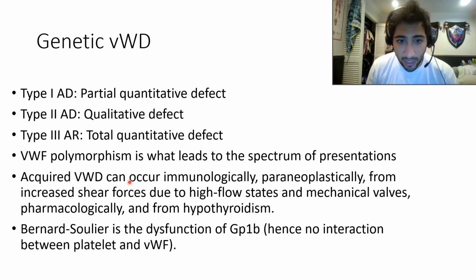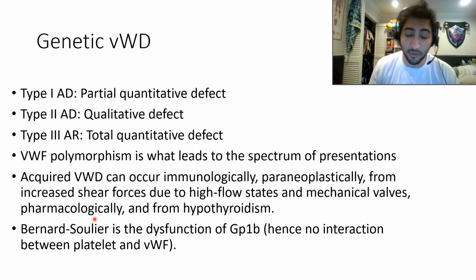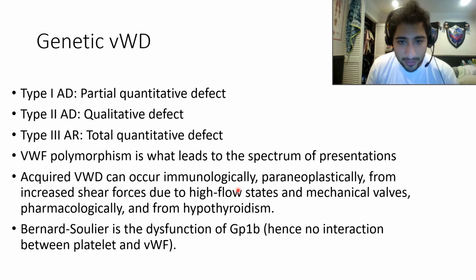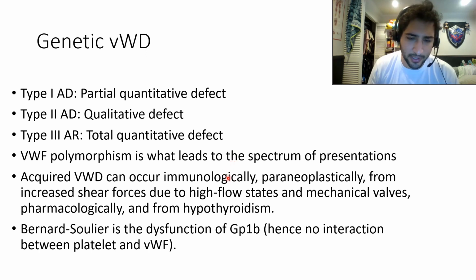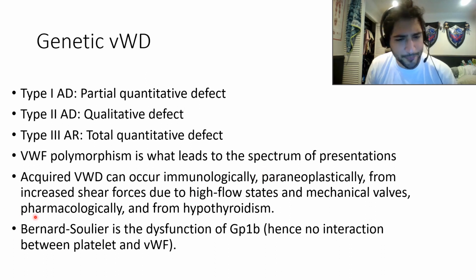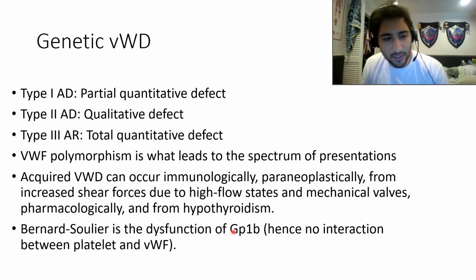Now you can also acquire von Willebrand disease, like we said, not just from high flow states and mechanical valves. There are some drugs that can do it. Hypothyroidism can do it. Immunologically, it can happen. Antibodies or breakdown of von Willebrand factor can occur. It can happen in association with a lot of cancers. And like we said, Bernard-Soulier is a dysfunction of glycoprotein 1b.